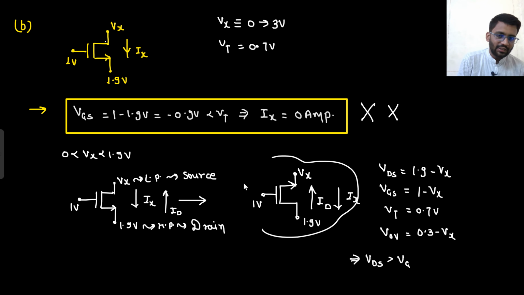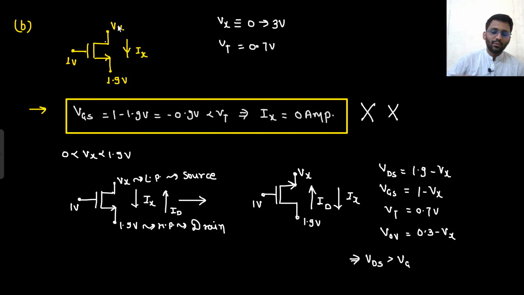If you are getting confused with this diagram, you don't need to draw it. You just need to understand that okay, this is source, this is drain. Then VDS I can write, VGS I can write, everything I can write. So here you can see that your VDS is greater than VGS minus VT, which is V overdrive. That means it is working in saturation region. But till what point will it work in saturation region?